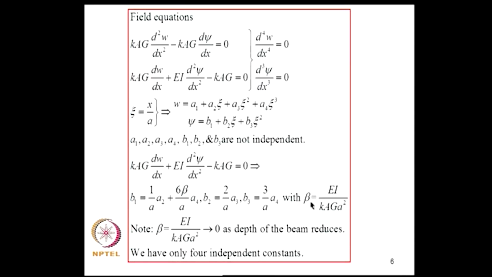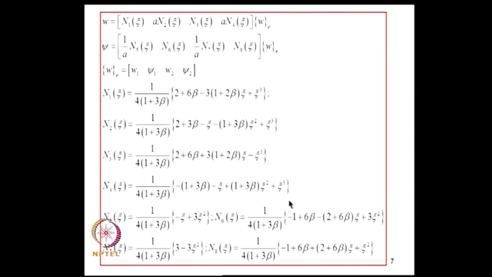And we introduce the parameter beta, which is EI divided by K a G a square. Now, beta goes to 0 as the depth of the beam reduces. So this is one handle that we will have to examine the behavior of the element as depth becomes small. Now, we have only 4 independent constants because of this constraint equation, that is fine. So consequently we can represent w in terms of these shape functions N1, N2, N3, N4, and w e is the nodal coordinate vector w1, psi 1, w2, psi 2.